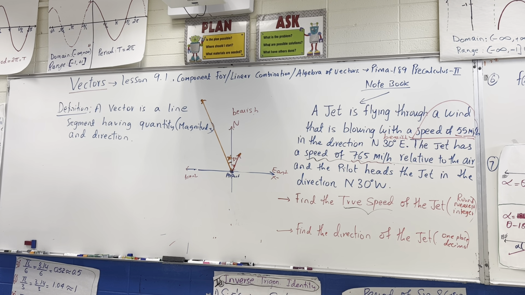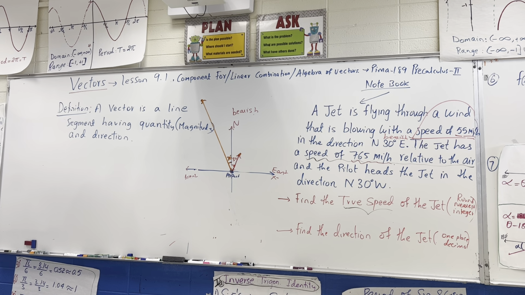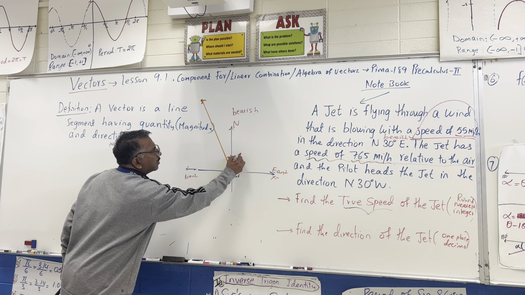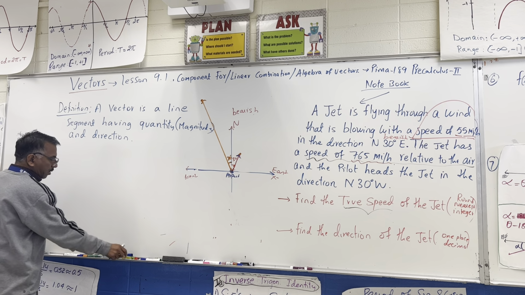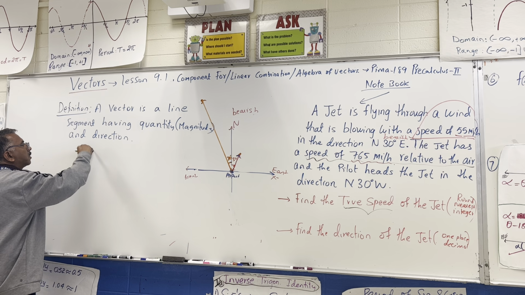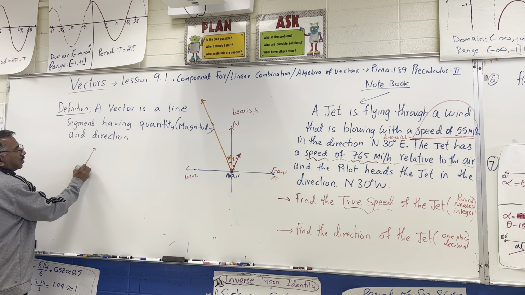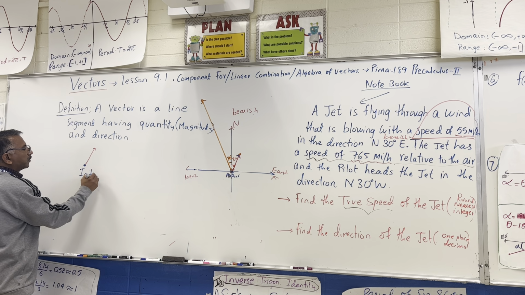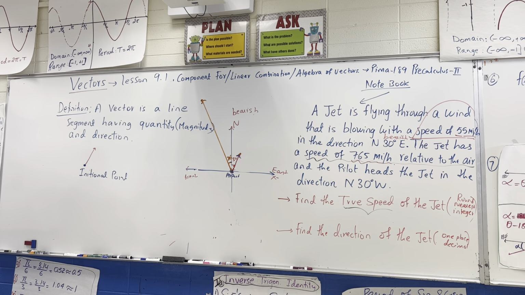So a vector is a line segment having quantity, that means it has a magnitude, and direction. That means now you can see this part is a vector, the one that is showing here. So this part, this point which starts is called the initial point. So I want you to draw separately something like that.